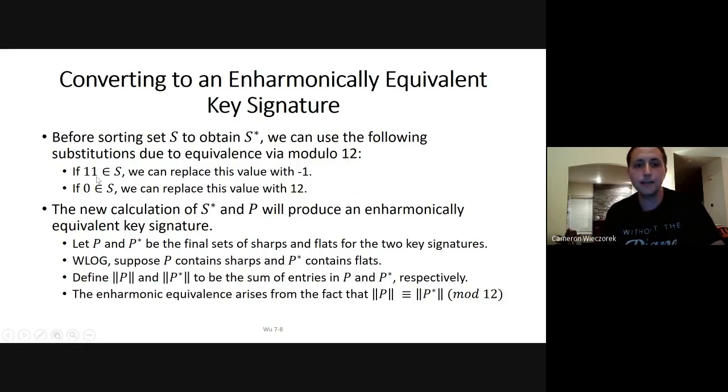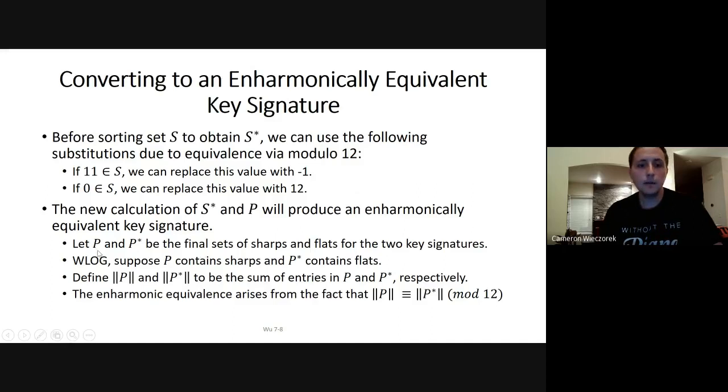And so the way this works is that if we see the number 11 show up in our set S, we can subtract 12 from that value since we're working mod 12, and we obtain the number -1. If the number 0 shows up in our set S, because we're working mod 12, we can add 12 to 0, and we can replace that value of 0 with the number 12. Again, this all stems from the fact that we're working in Z mod 12Z. The rest of the algorithm is going to be the exact same. In the new calculation of S star, we're still going to subtract the set D to obtain P, and it's going to produce an enharmonically equivalent key signature.